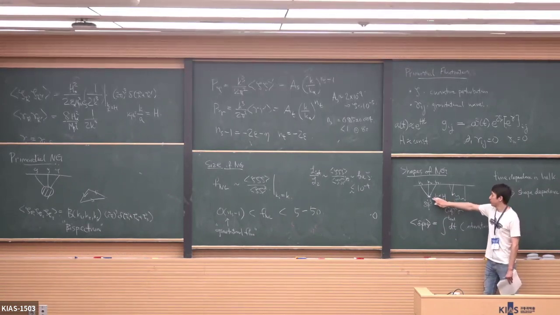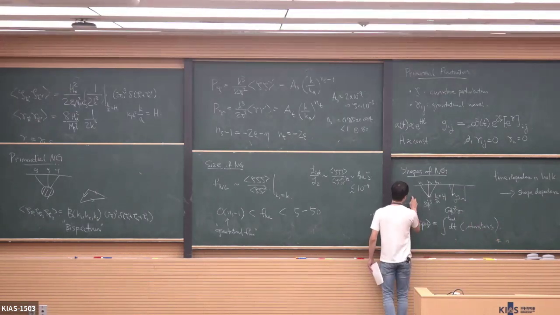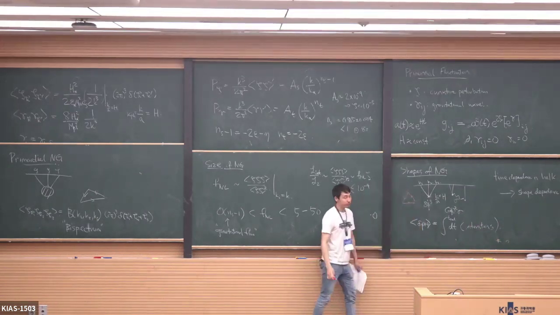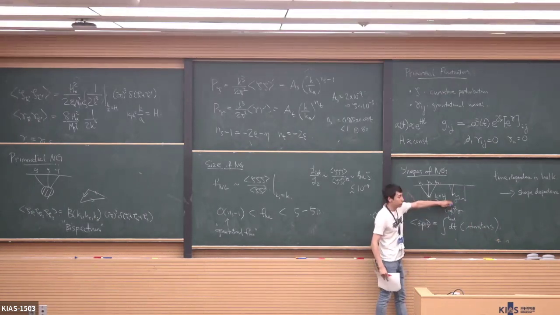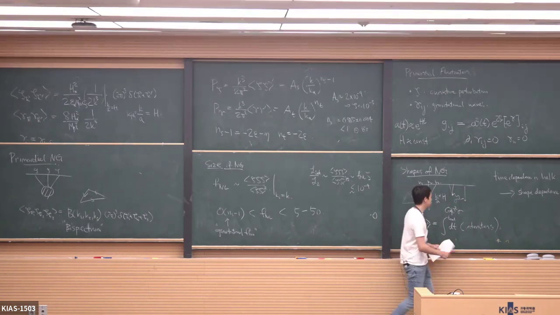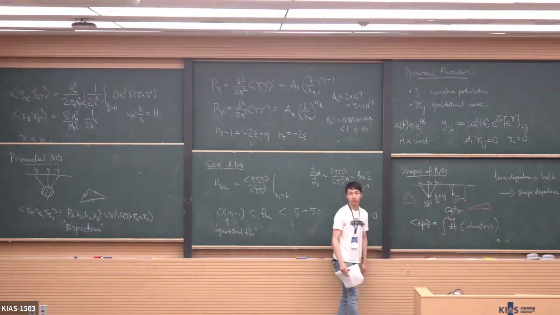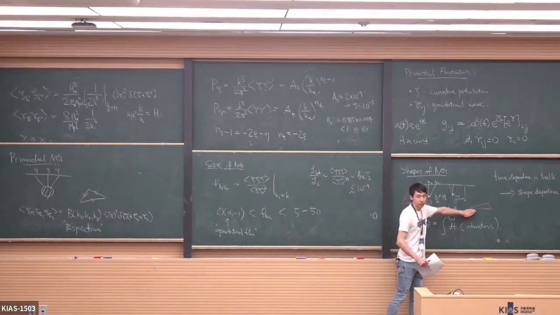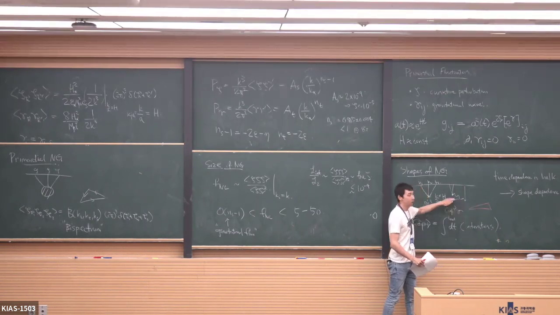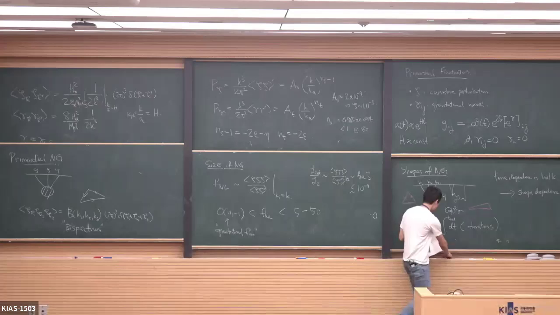Okay, so that means that for this type of contact diagram, we will get a dominant contribution to the shape that looks like just an equilateral triangle. Whereas if you have this kind of exchange type of interaction, it can be more sensitive to the more squeezed type of triangle. So by looking at the different shape dependence of this bispectrum, we can learn more about the different physics that generate these correlation functions.